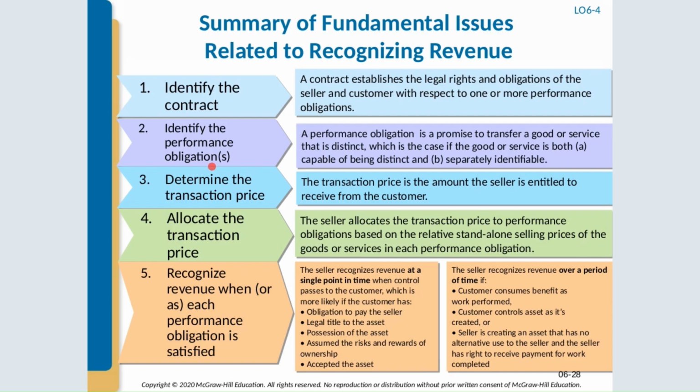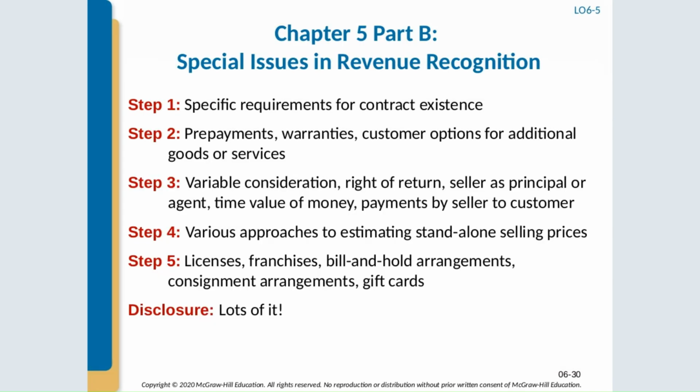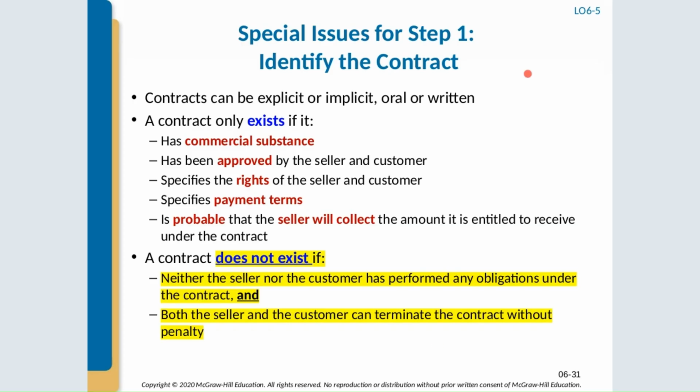All right, and this is just an expanded explanation of the 5 steps. Okay. And now we come to certain issues that may come up with revenue recognition that we need to mention. Okay, so exactly what do we mean by contract.